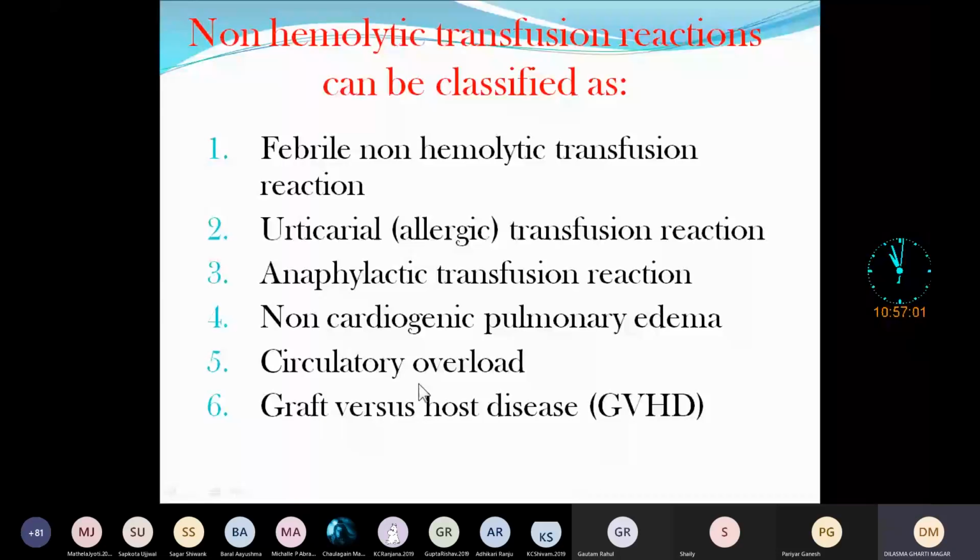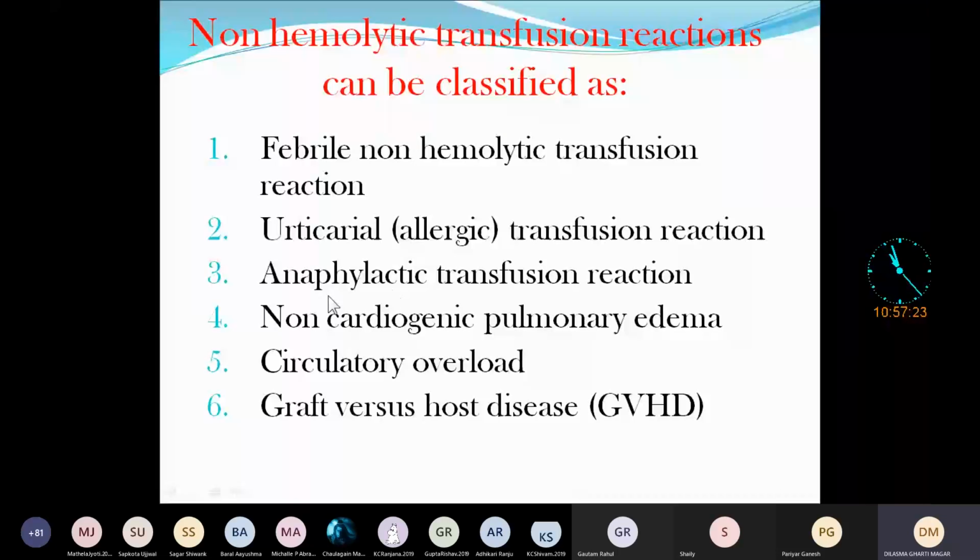So under non-hemolytic transfusion reaction, it can be classified as the febrile non-hemolytic transfusion reaction. Here the fever will be there. Another one is urticarial or allergic transfusion reaction. And the third one, anaphylactic transfusion reaction. So much allergy is there that it can lead to the anaphylactic reaction. That is the anaphylactic transfusion reaction.